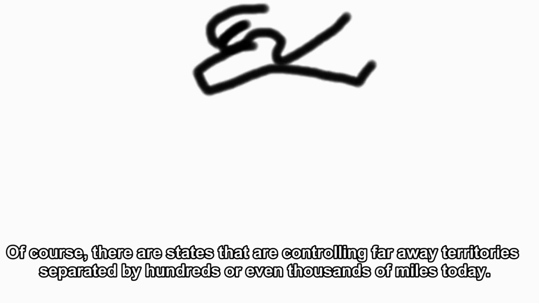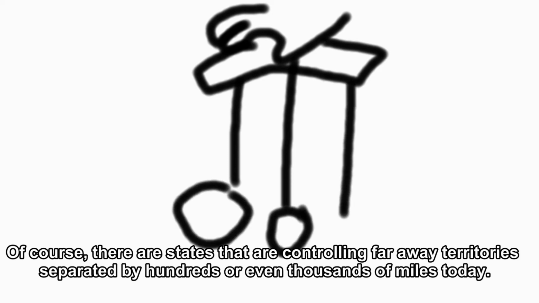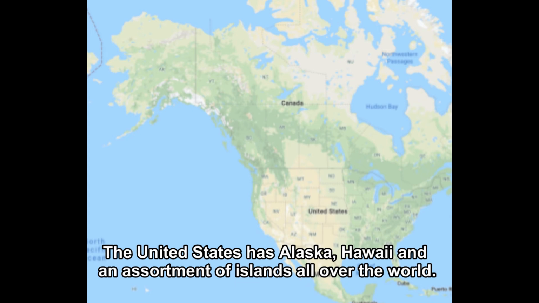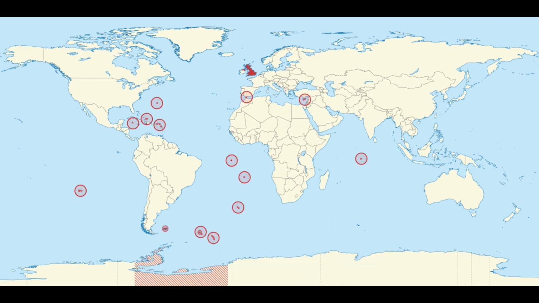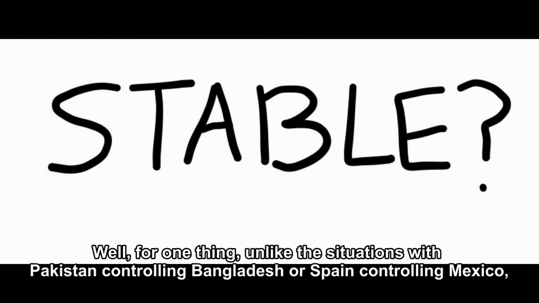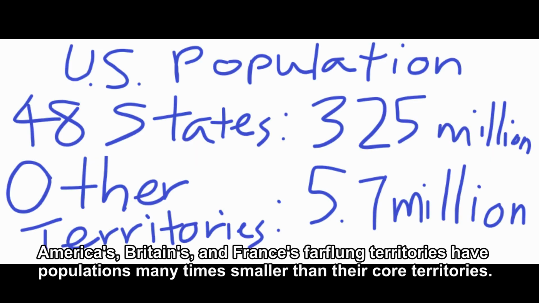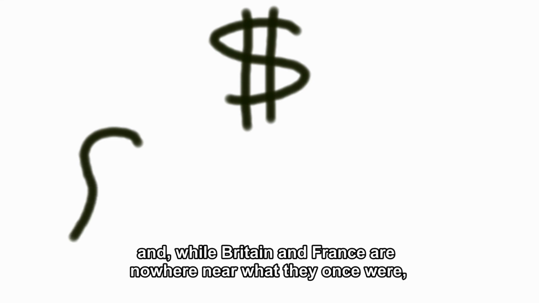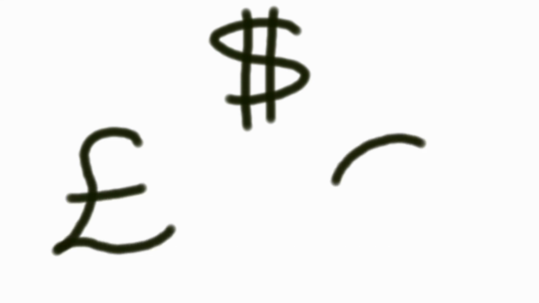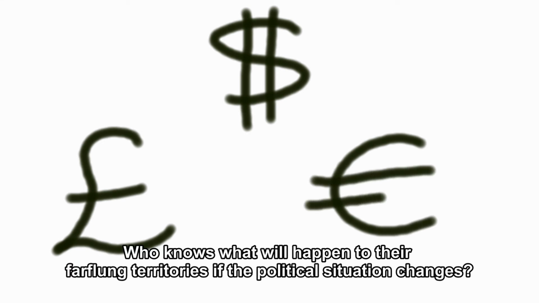Of course, there are states that are controlling far-away territories separated by hundreds or thousands of miles today. The United States has Alaska, Hawaii, and an assortment of islands all over the world. France and Britain have a smattering of islands and territories as well. Are such situations stable? Well, for one thing, unlike the situations with Pakistan controlling Bangladesh or Spain controlling Mexico, America's, Britain's, and France's far-flung territories have populations many times smaller than their core territories. Let's also not forget that these three countries are still doing well for themselves. America is the world's foremost superpower, and while Britain and France are nowhere near what they once were, they aren't doing all that bad either. Who knows what will happen to their far-flung territories if the political situation changes?